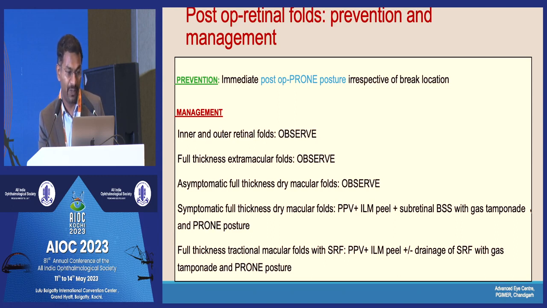If the patient is symptomatic with a full thickness dry macular fold, then PPV, ILM peel, and then subretinal BSS with gas tamponade, followed by prone position, is going to help us. In the last condition, where there is a full thickness tractional macular fold with subretinal fluid, again we have to repeat the procedure to relieve these folds.